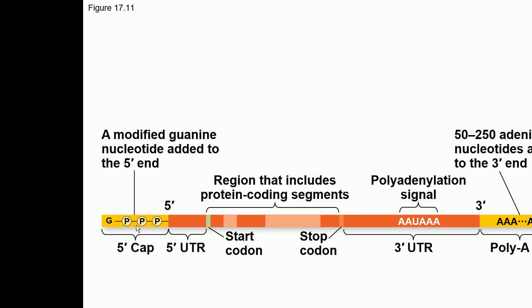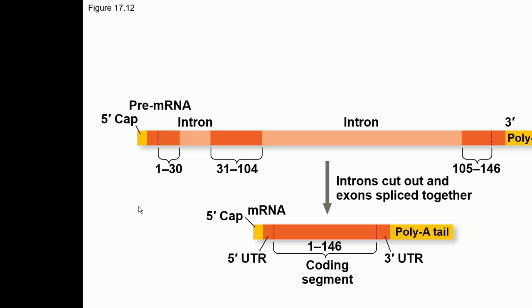Okay, it's shown very nicely in this picture. This is your mRNA. Here the 5 prime cap is attached. Here the poly A tail is attached. You can see that the light parts are introns, and the dark parts are exons. All the dark parts you see are exons, and all these light parts are introns. So during splicing these introns are removed and all these exons are joined.